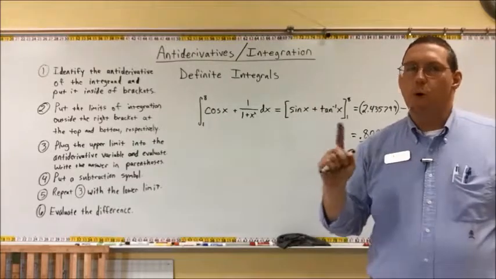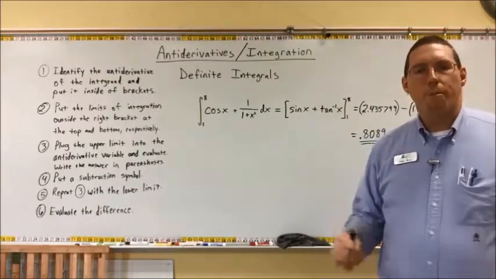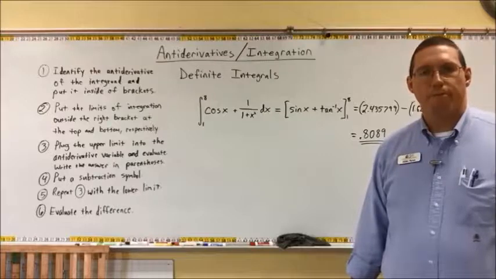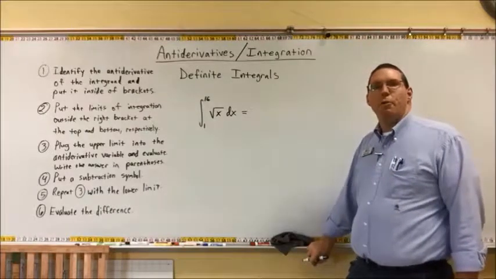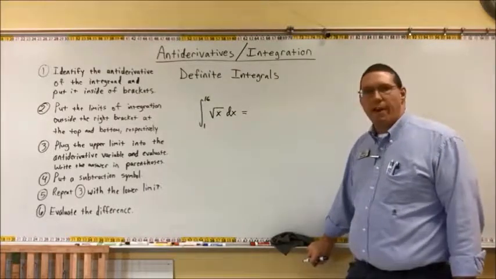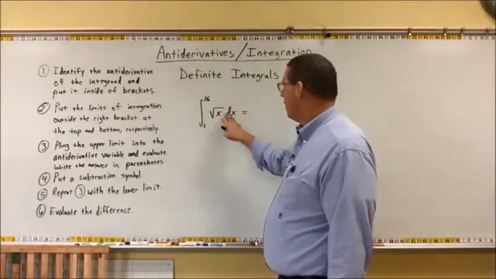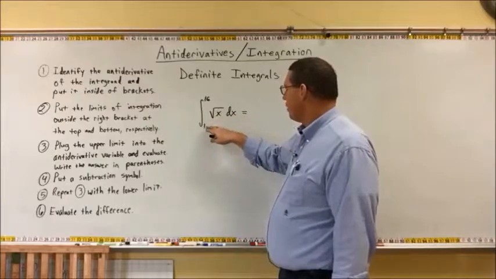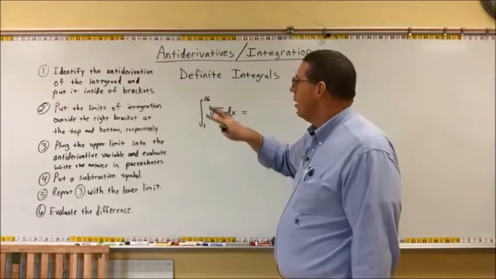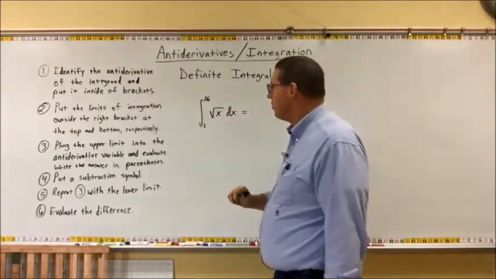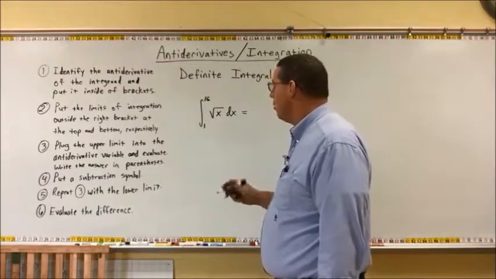All right, I just want to do one more example, and you should be pretty solid on definite integrals. I don't think I'd be doing my job if I didn't do at least one that has a radical in it, right? Okay, so here we have the definite integral of the square root of x from 1 to 16. Step 1, identify the antiderivative of the integrand and put it inside of brackets.